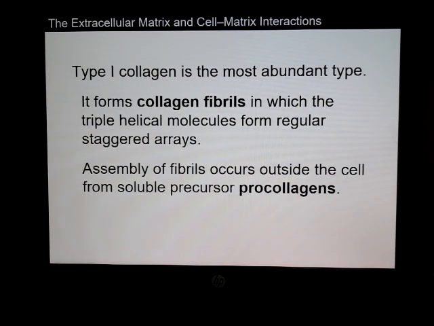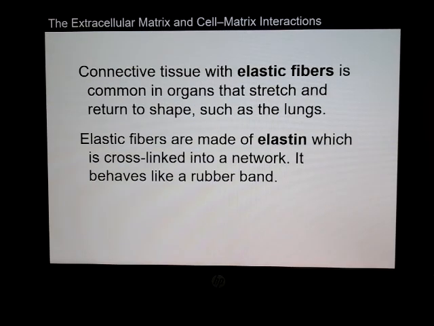We have type 1 collagen that will form collagen fibrils, and assembly of fibrils occurs outside of the cells from a soluble precursor known as procollagens. Connective tissue with elastic fibers is common in organs, and as you can imagine, elastic means they stretch and return to shape. So think of the lungs. Your lungs have to expand and contract, so they have to be elastic. So elastic fibers are made of elastin.